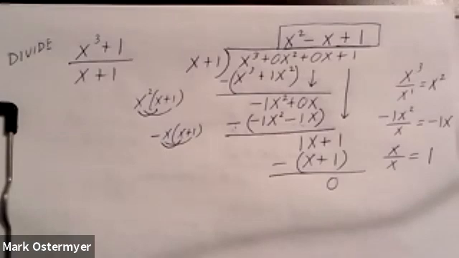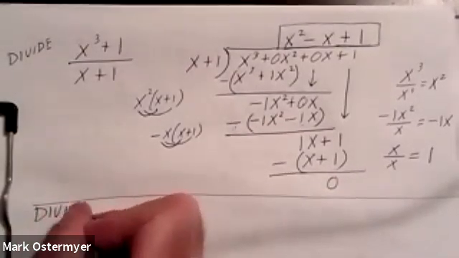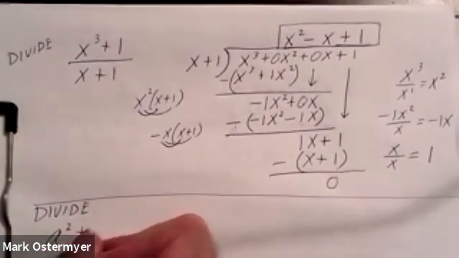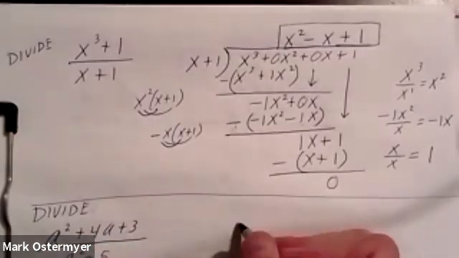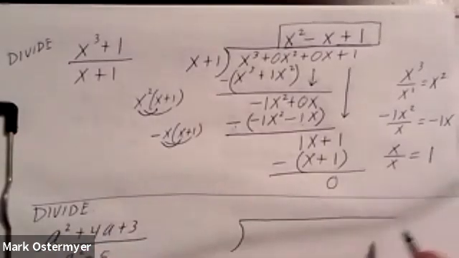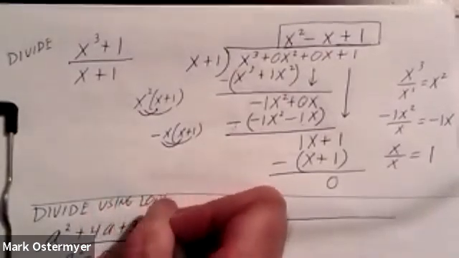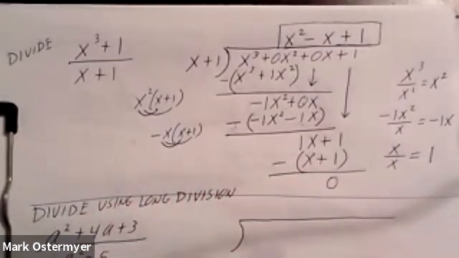Let's try this one. A squared plus 4a plus 3. Try to divide this polynomial by a squared minus 5, using long division. My divisor is a squared minus 5, but ladies and gentlemen, do you spot something? What are we missing in our divisor?